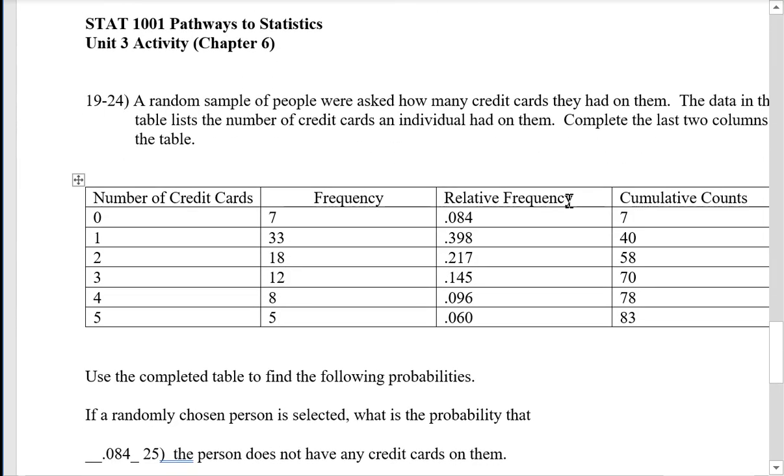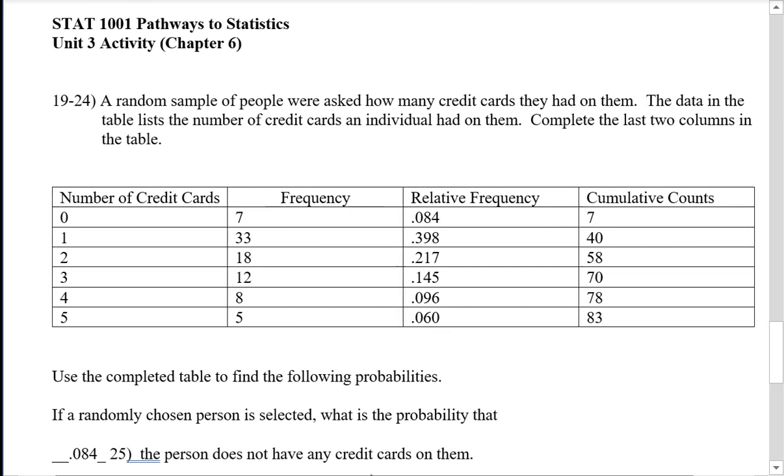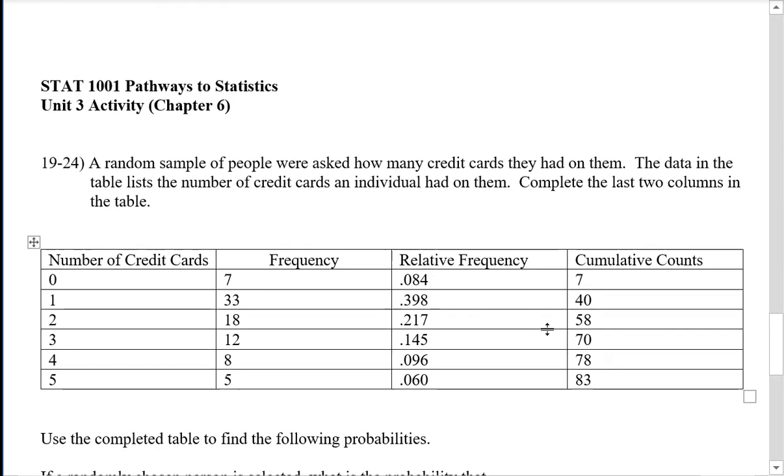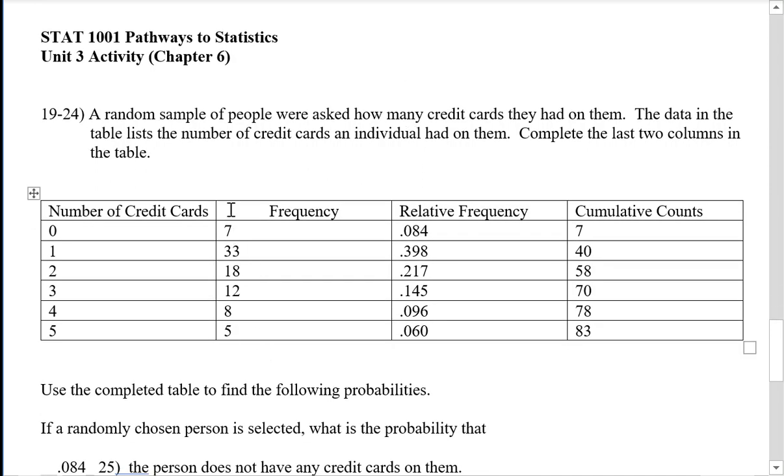So let's go on and look at the table here. We've looked at frequency tables before, and this was given number of credit cards somebody had. They asked people how many credit cards they had. Some people said none, some said 1, some said 2, and 3, and 4, and so on. Frequency is counts. 7 people said they didn't have any credit cards. 33 said they had 1 credit card on them. 18 people said they had 2, and so on. If you add these all up, you get 83. So 83 people responded to how many credit cards they had on them.